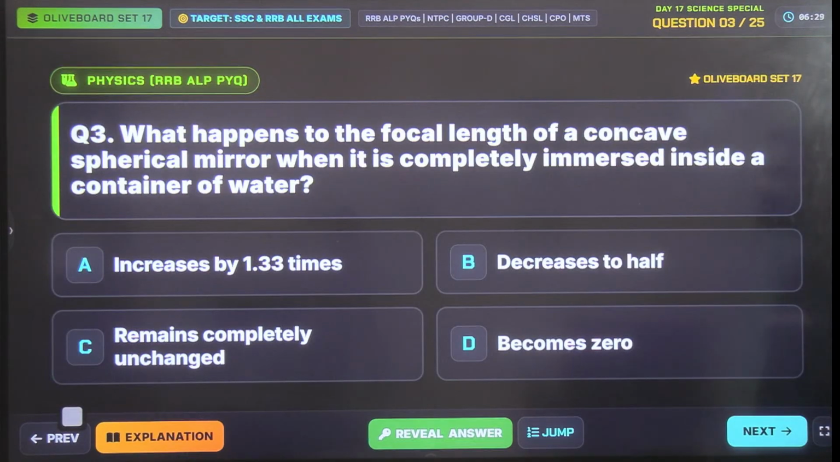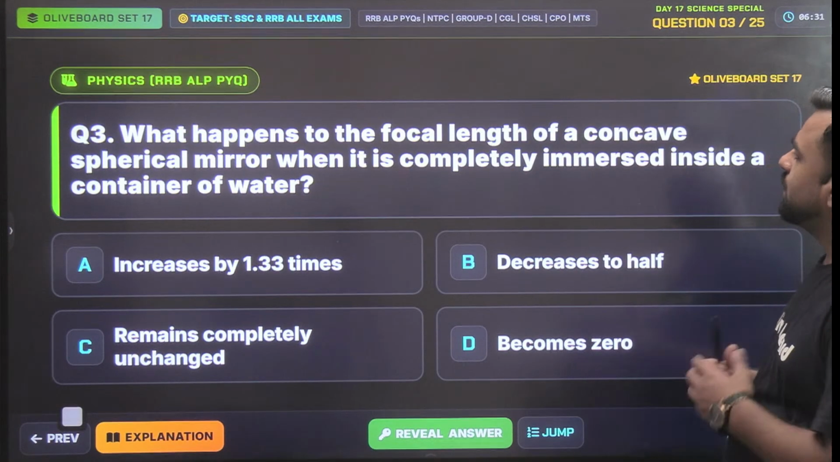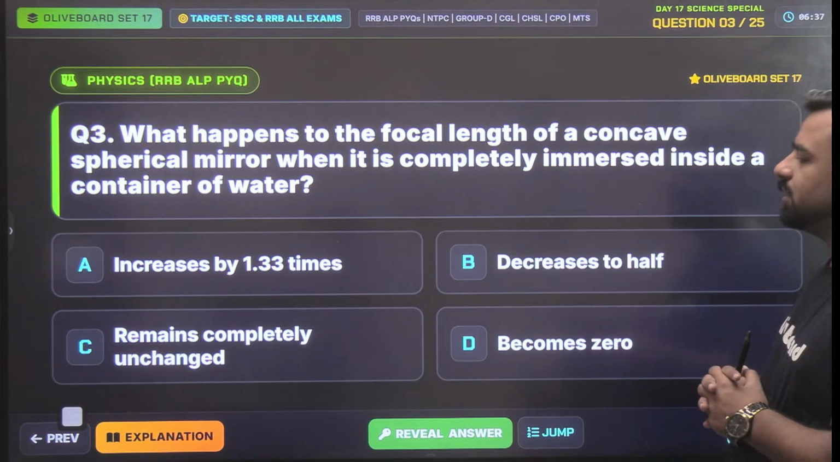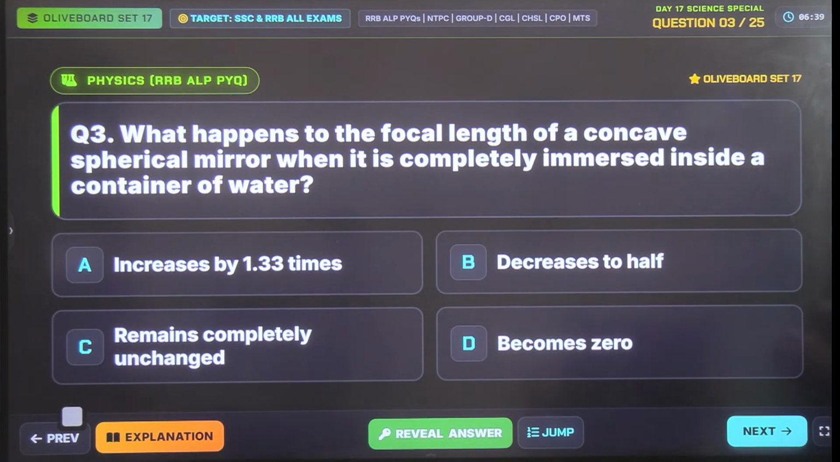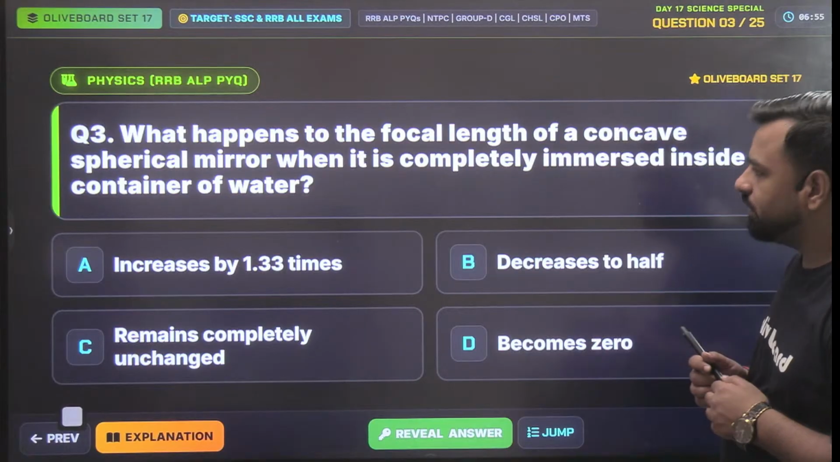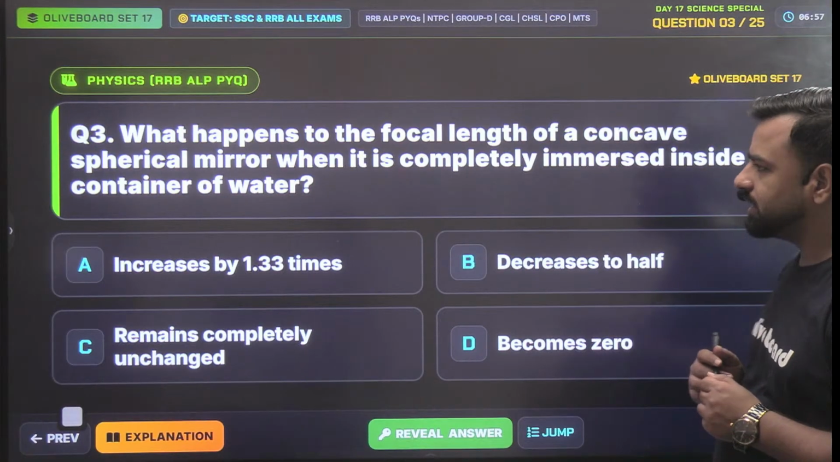Next. What happens to the focal length of a concave spherical mirror when it is completely immersed inside a container of water? It increases by 1.33 times, it decreases to half, it remains completely unchanged, or it becomes zero. What should be the correct answer, guys? What do you think? What happens to the focal length of a concave spherical mirror when it is completely immersed inside a container of water?